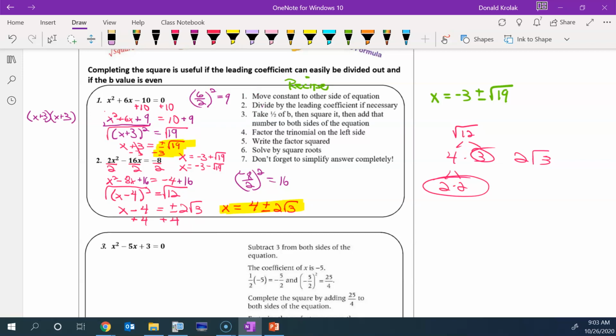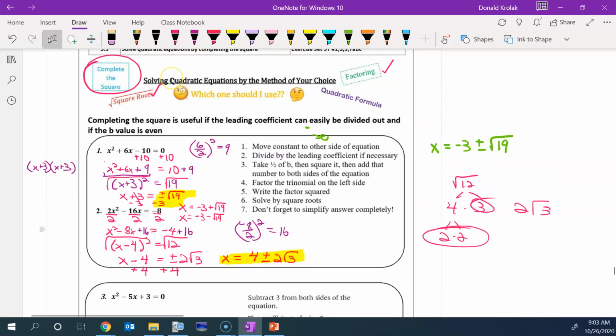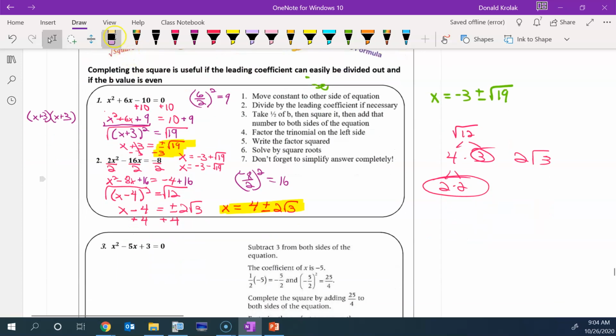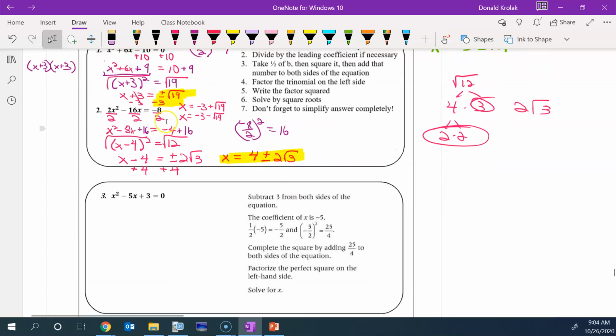The other examples are just things that you come across when you're doing other types of problems. Completing the square is nice when everything's even. 6 is even, so when I divide by 2, I get a whole number. Well, quadratics aren't always so agreeable. Sometimes you end up with a number that's not even, and you still have to complete the square. So we go through our steps.